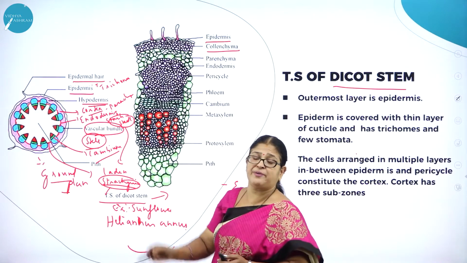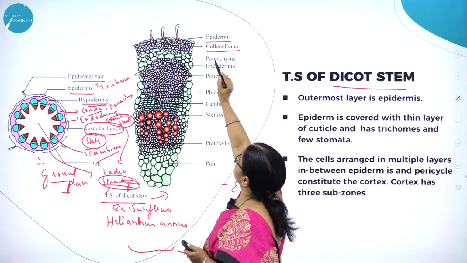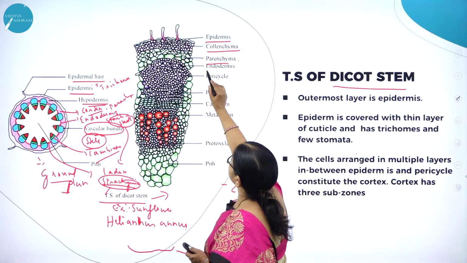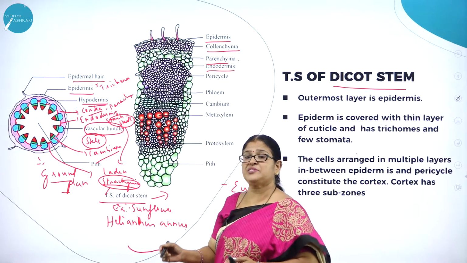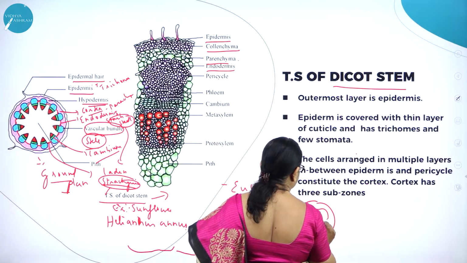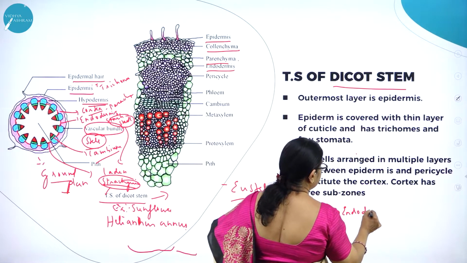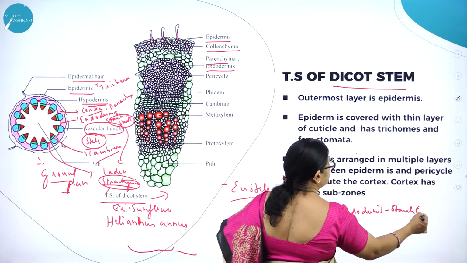As I said, it is made up of what? Collenchyma tissue. Next to hypodermis is cortex, which is made up of parenchyma. Next comes endodermis. Here you can see the endodermis. And endodermis here, as I said, is in the form of a wavy structure like this. So this endodermis, which is wavy in nature, is called starch sheath.